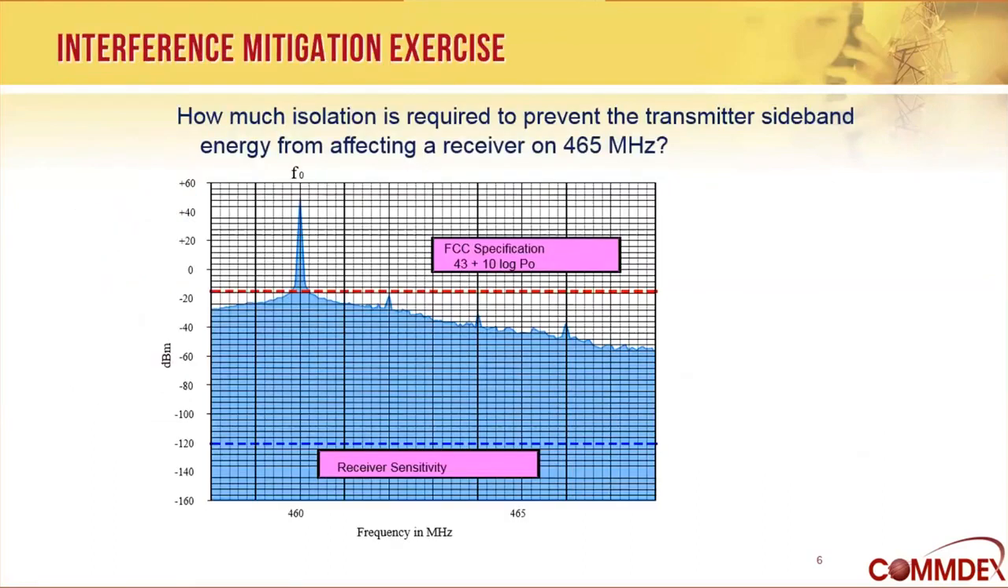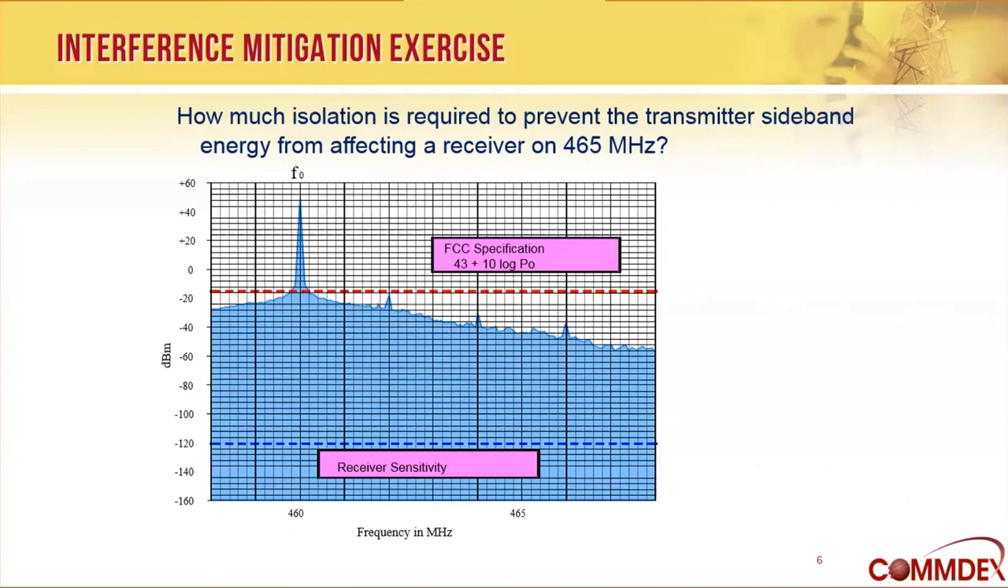So what we're going to do is a little exercise to show how we can eliminate interference at a site. We have a curve here, and this exercise is going to try to find how much isolation is required to prevent a transmitter transmitting on 460 megahertz. How much isolation do we need to keep that from affecting 5 megahertz away at 465 megahertz?